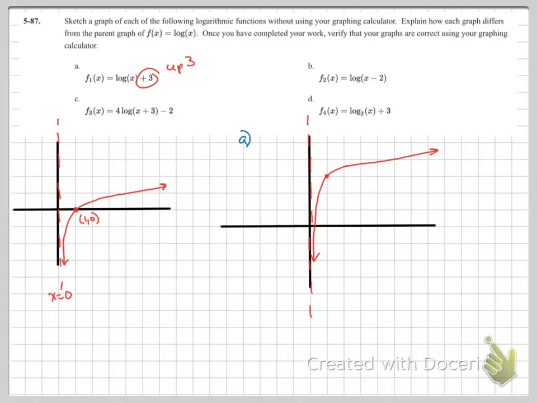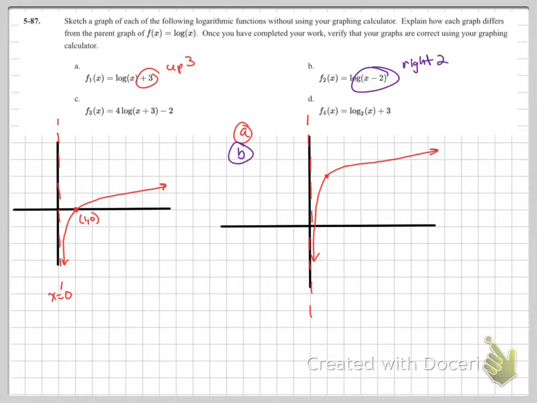You know what? I'm just going to do them all right here on the same thing. So A was red. Now I'm going to switch to purple for B. B has an x minus 2 in parentheses. What does that do? That moves it right 2.